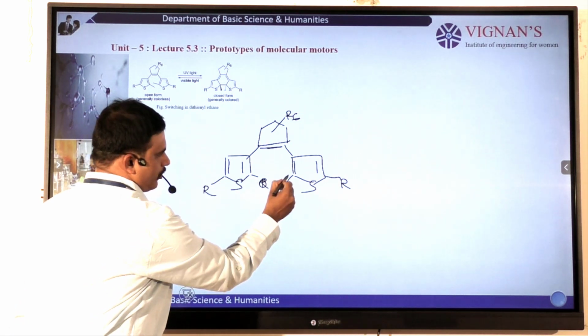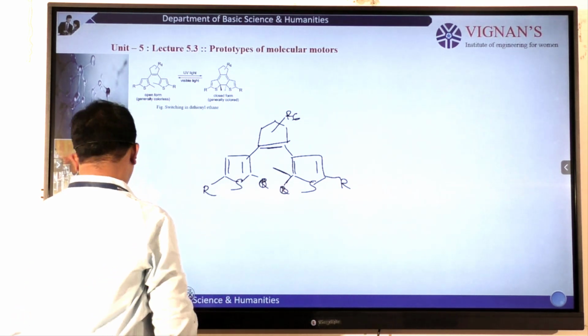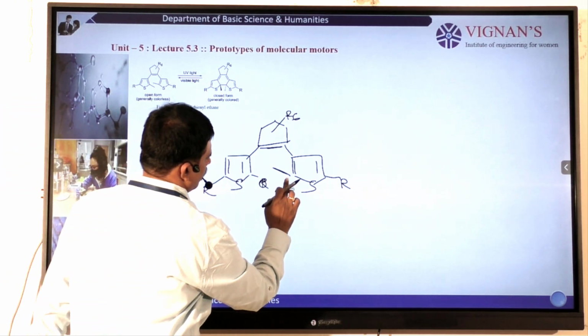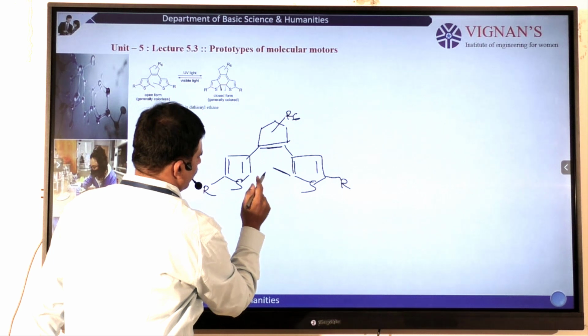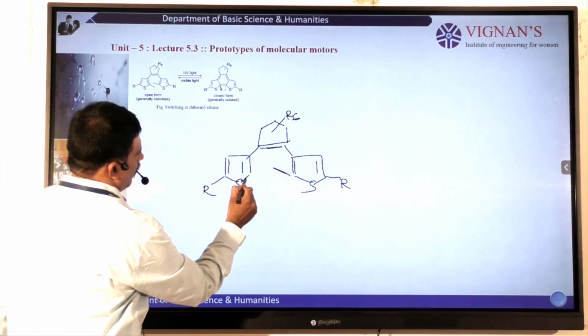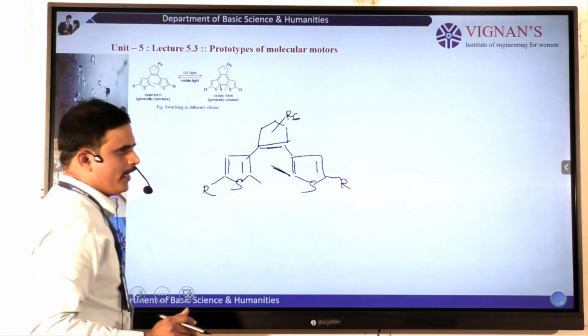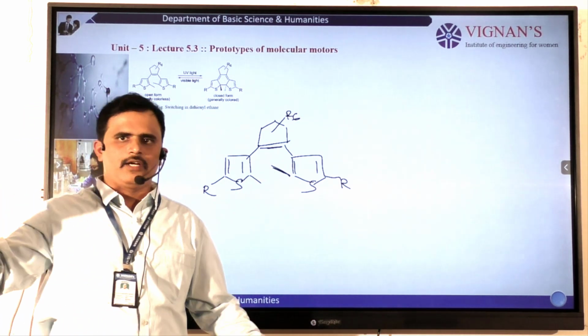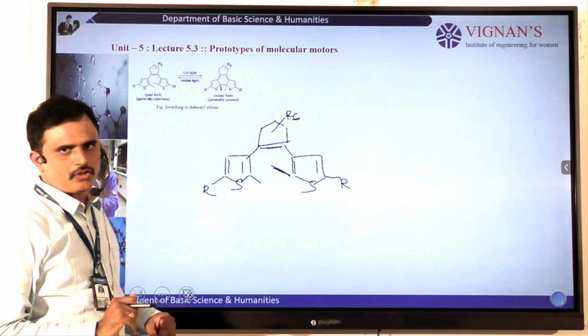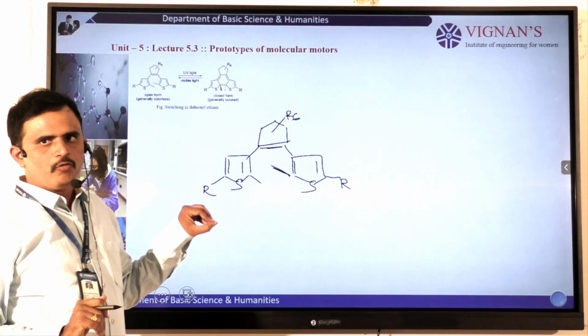But here what happens is this bond will be moving in this direction. So here the bond will be in the opposite direction, like hands, how they will be moving this way. One hand downward and another bond angle upward. Like this way we can draw the structure. This is in visible light, which is the open structure.